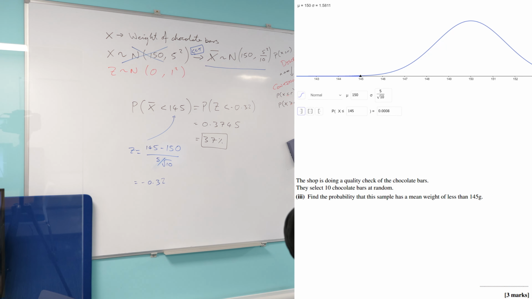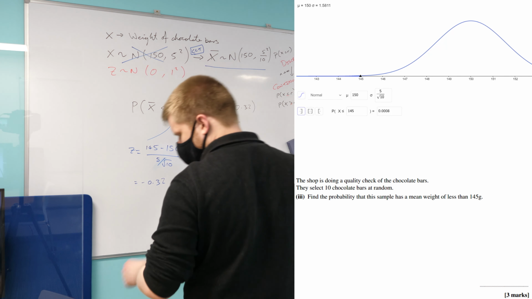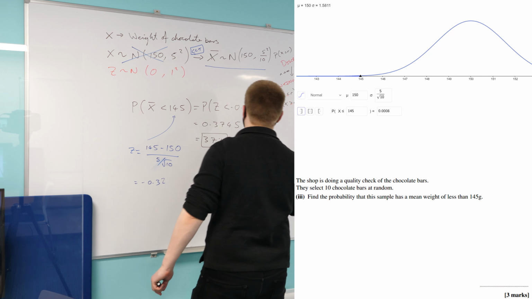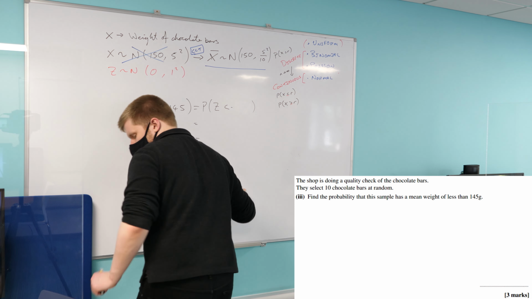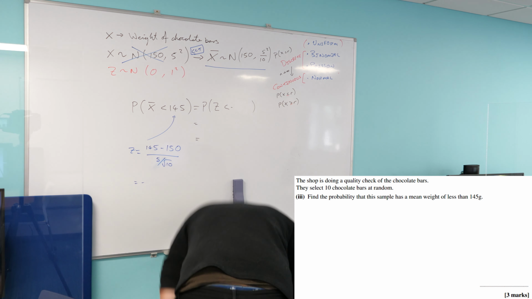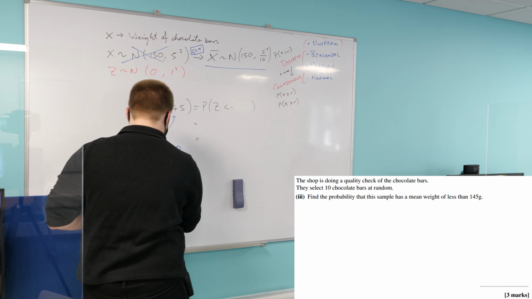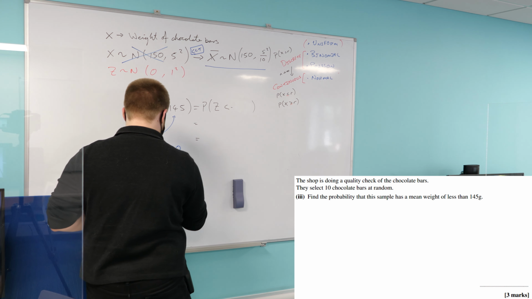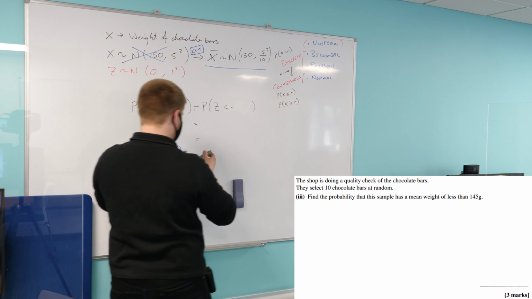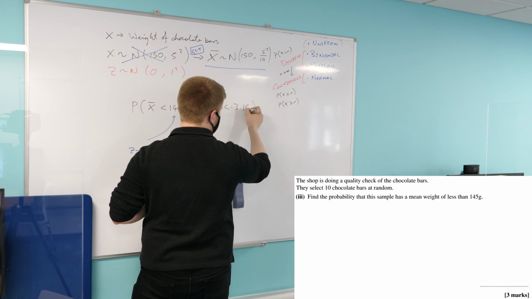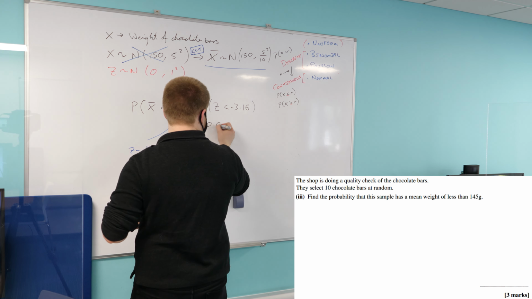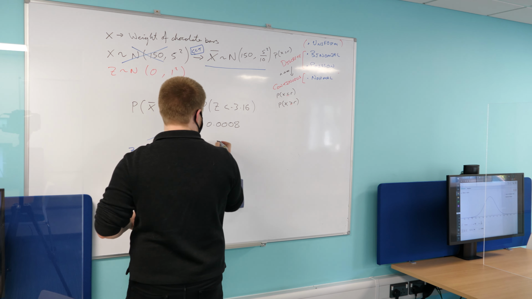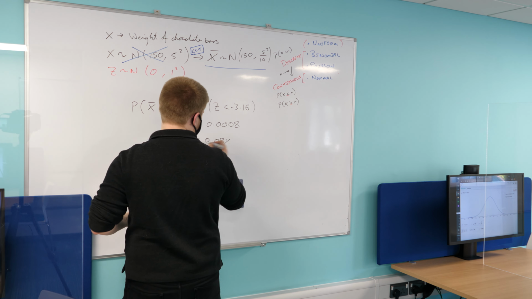That's different, isn't it? Oh, sorry. It's minus 3.16. Ah, that might make sense now. That's all right, don't worry. So this was negative 3.16. So when we jump over to our tables, we're looking for negative 3.16. And our tables came out as, well, I've got it on the screen, 0.0008. So that's about 0.08%.